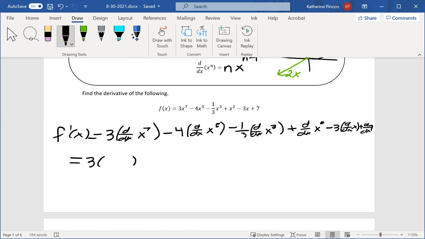Okay, so derivative of x to the 7th. Bring the power in front, 7, x to the 7 minus 1. Derivative of x to the 5th. Bring the power in front, 5, x to the 5 minus 1.